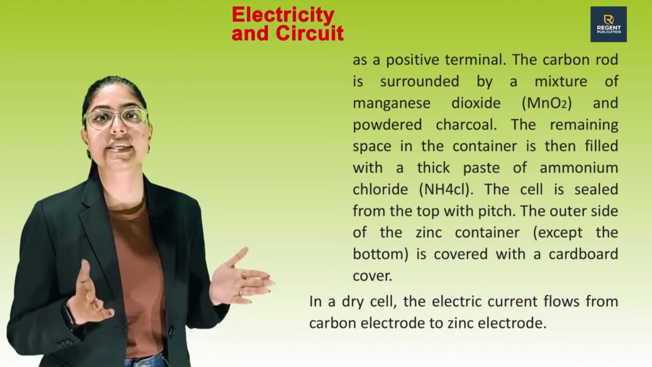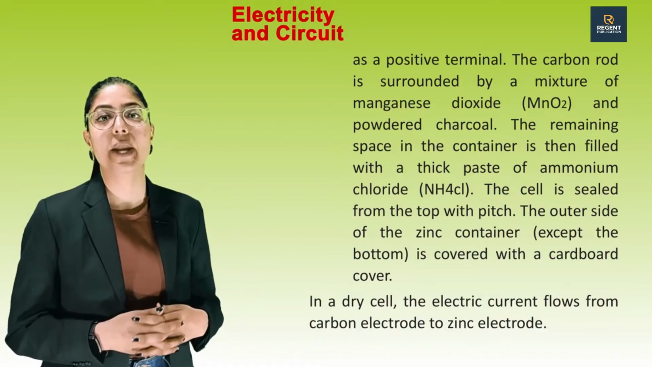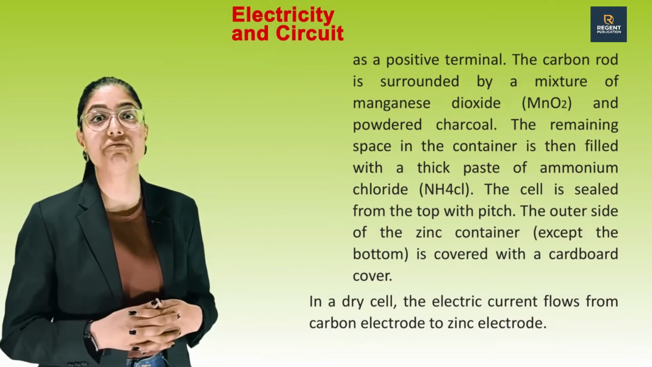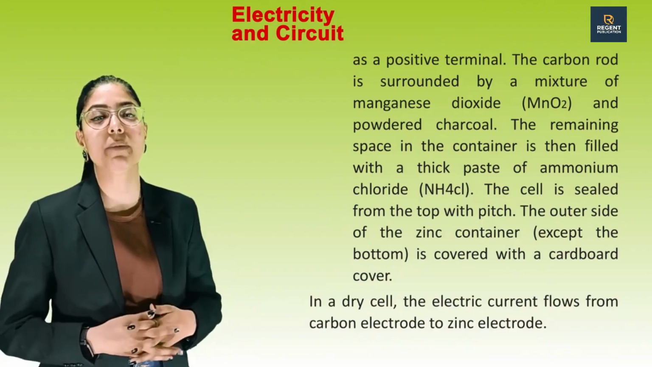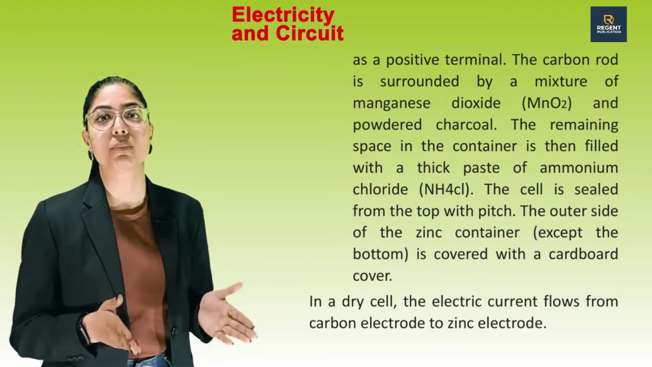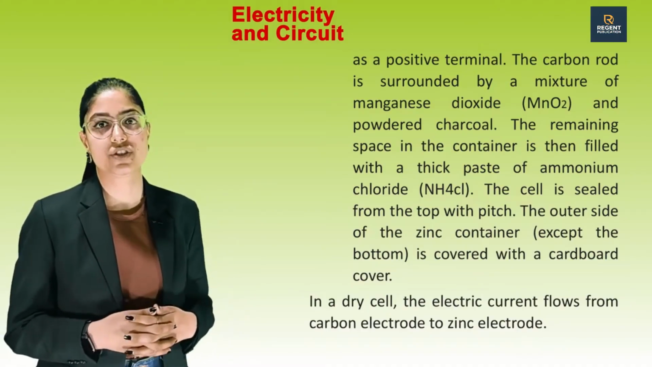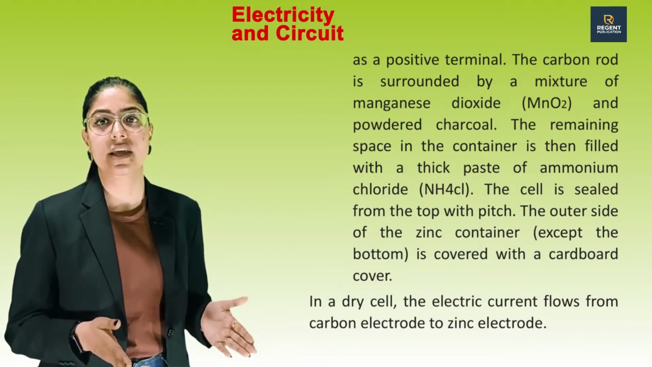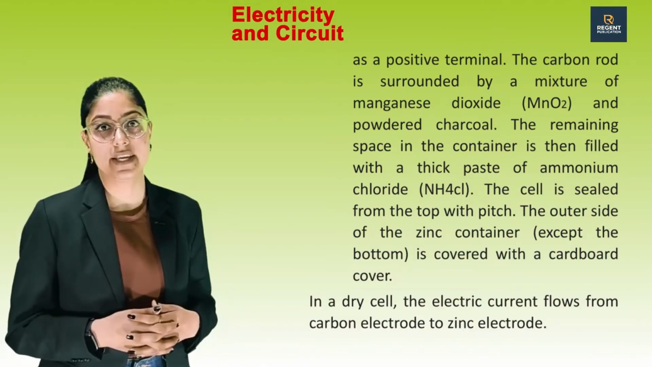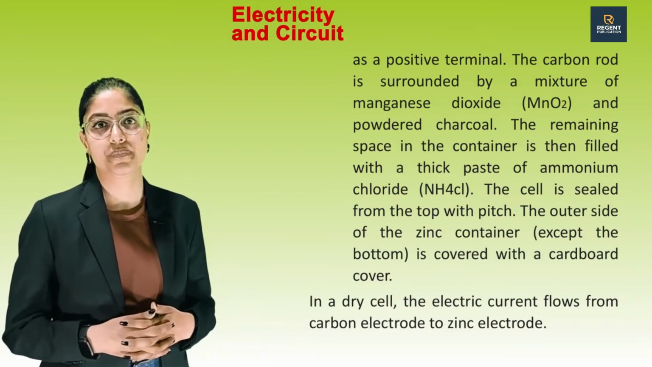The carbon rod is surrounded by a mixture of manganese dioxide, MnO2, and powdered charcoal. The remaining space in the container is then filled with a thick paste of ammonium chloride, NH4Cl. The cell is sealed from the top with pitch. The outer side of the zinc container, except the bottom, is covered with a cardboard cover. In a dry cell, the electric current flows from the carbon electrode to the zinc electrode.